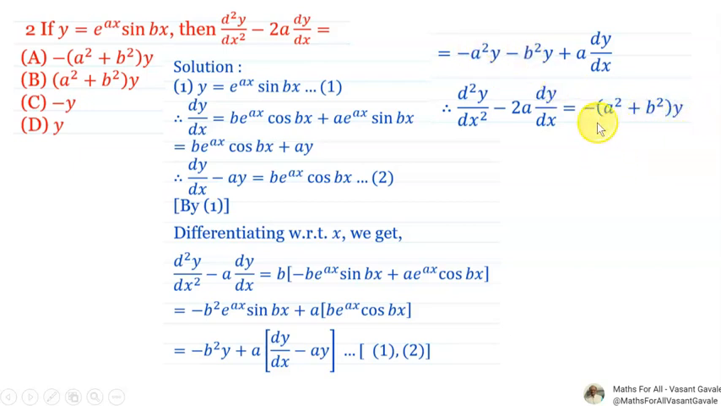Taking the minus sign common, and this is the a times dy by dx. So we will bring it to the left hand side, and the earlier minus a times dy by dx makes minus 2a into dy by dx. And hence the value of d2y by dx square minus 2a into dy by dx is equals to minus in bracket a square plus b square into y, and hence the option A is the correct one.